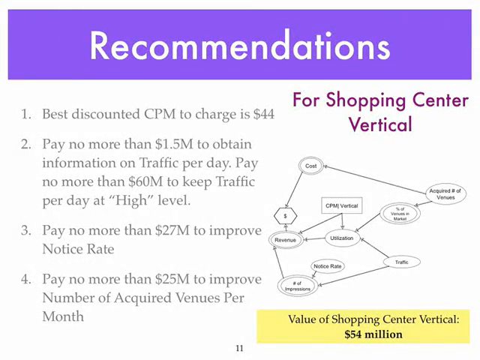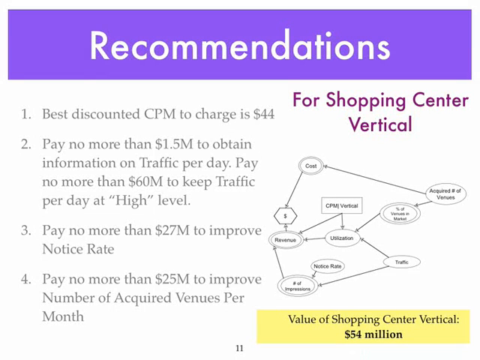So we found that the best CPM they should charge is $44, and they should pay more than $1.5 million to obtain information on traffic per day, pay no more than $60 million to keep traffic at the high level, pay no more than $27 million to improve notice rate to the high level, and pay no more than $25 million to improve number of acquired venues per month. And the value of the entire vertical is about $54 million.